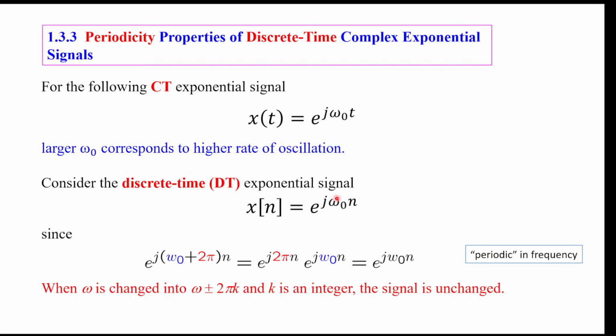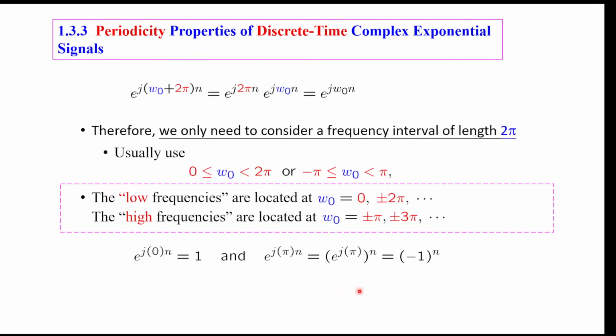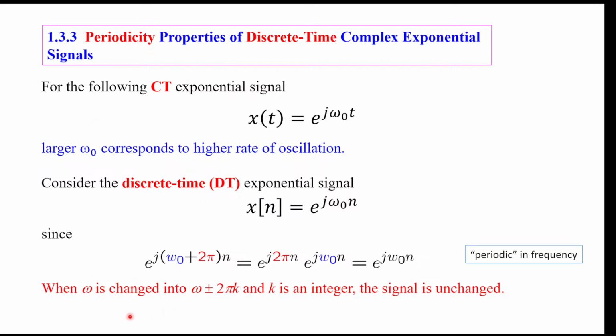And so as we said, when omega changes to omega plus 2 pi, we can do this several times with plus or minus 2 pi, and so we see that when omega is changed to omega plus or minus 2 pi k for any integer k, the signal is unchanged. This is a property that you should remember all throughout the course: for discrete signals, the frequency is periodic. The frequency is periodic with period 2 pi.